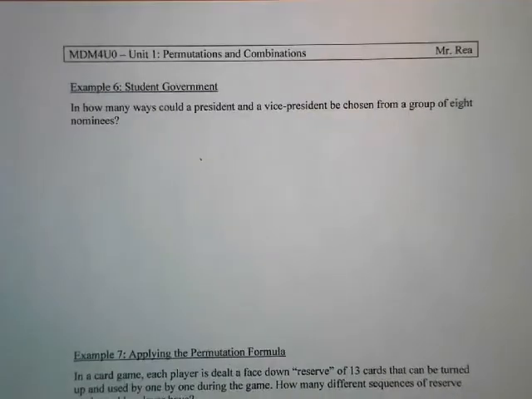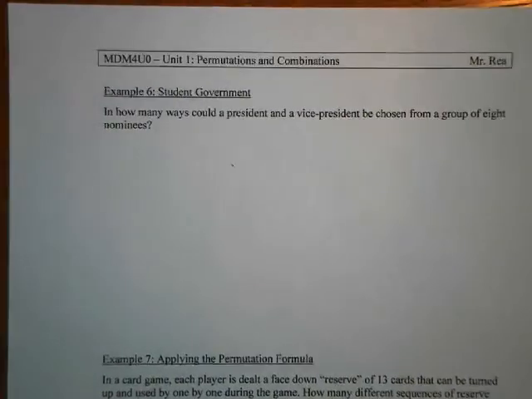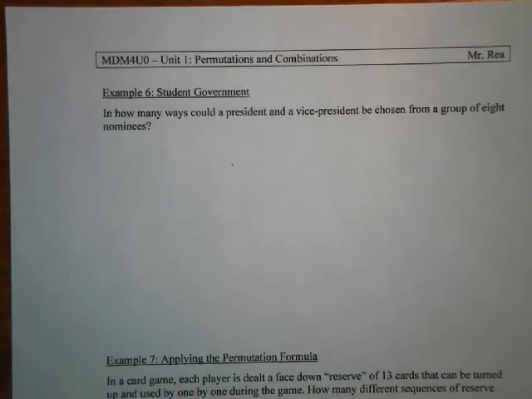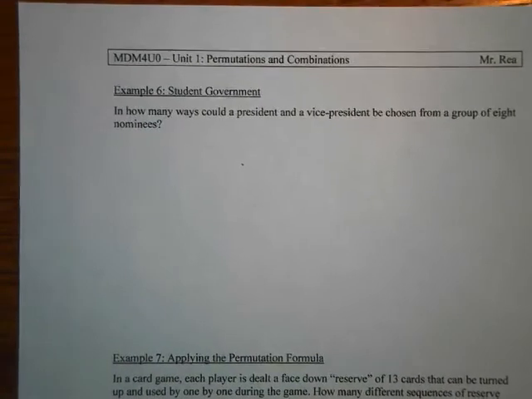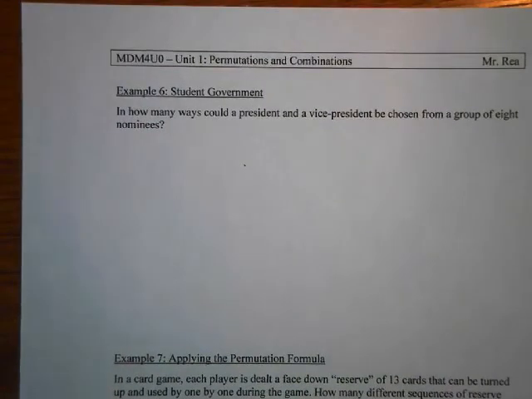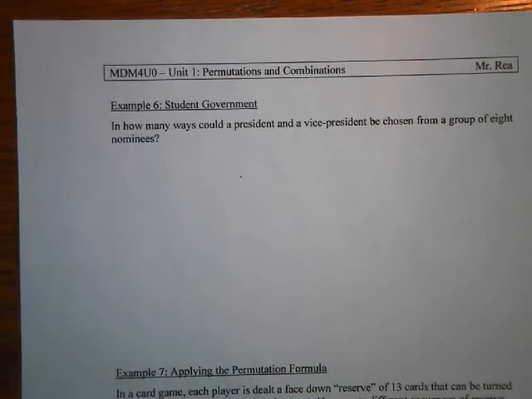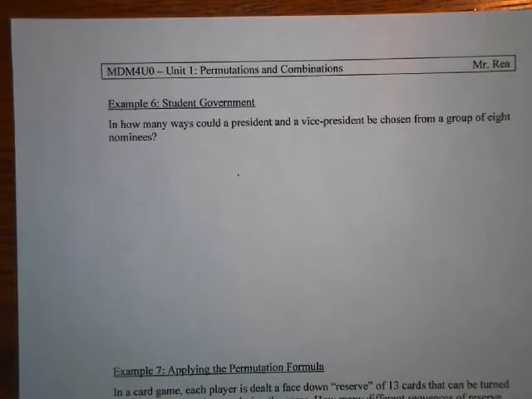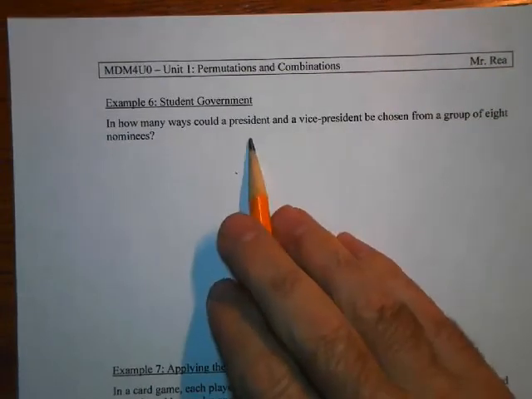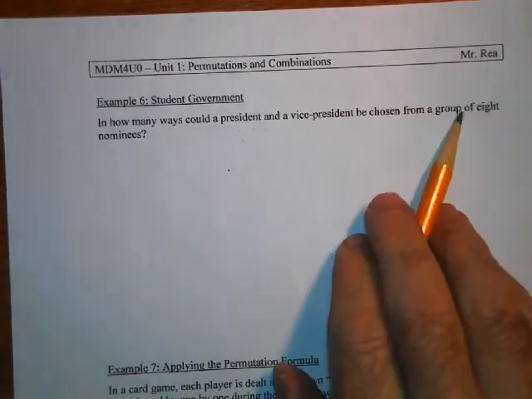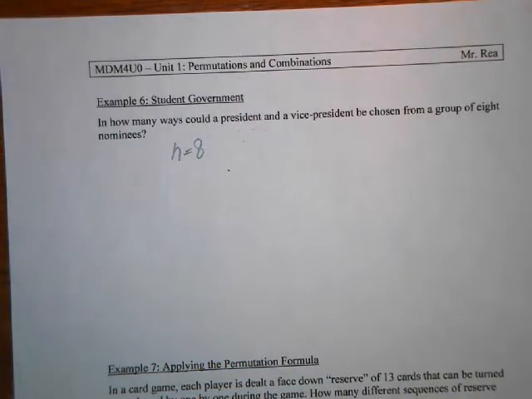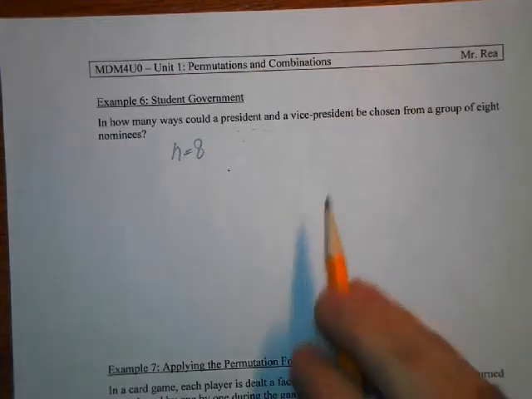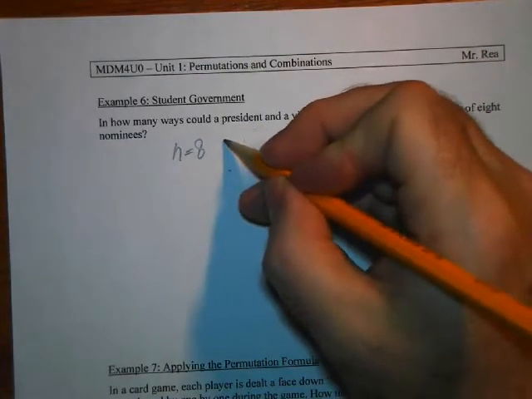All right. Example 6, student government. In how many ways could a president and a vice president be chosen from a group of 8 nominees? Now, you could do this one of 2 ways. You could use the formula. So in this case, we have a group of 8 nominees, so we know that n is equal to 8. That's how many we can pick from. But how many we're actually picking? We're actually just picking 2 positions, so r equals 2.